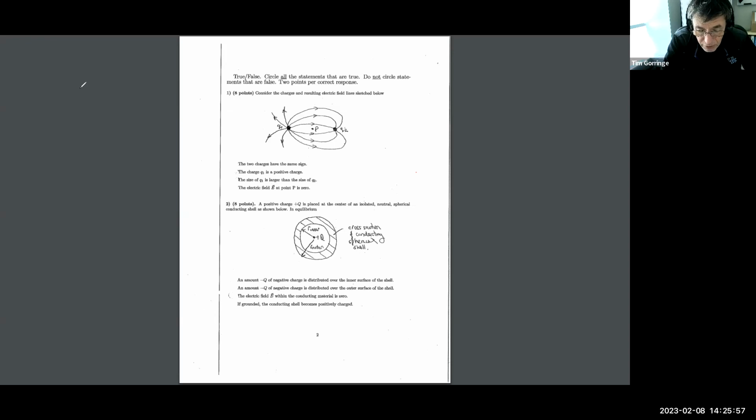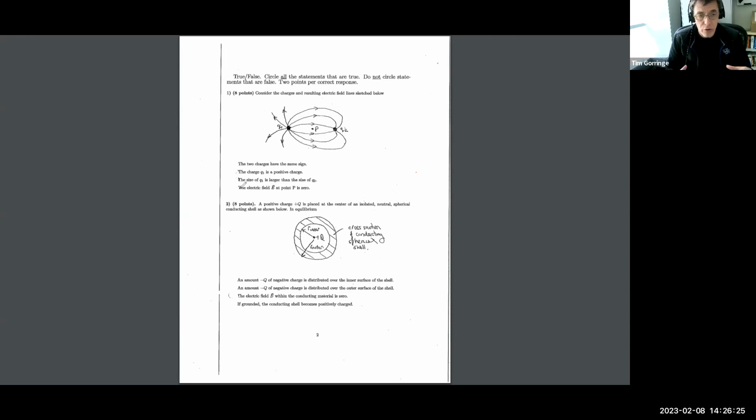of electrical field lines surrounding those charges. And from that pattern of electrical field lines, we've got to respond to four statements here. So the first statement says that the two charges have the same sign. By looking at the pattern of field lines around charges, you can tell the sign of the charges.